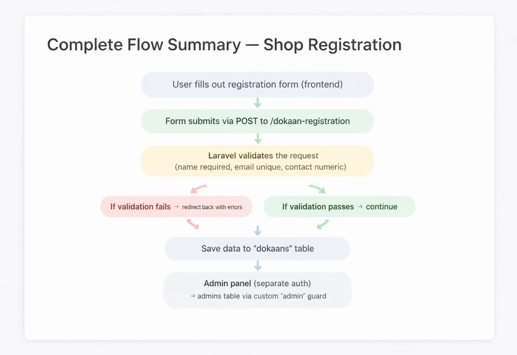Let's wrap up by reviewing the complete flow of what was built in this session. The user fills out the shop registration form on the front end. When they click submit, the form sends a post request to the /docon registration route. Laravel's controller receives this, runs the validate method, and checks all the rules. Name is required, email must be unique in the docons table, contact number must be numeric. If any rule fails, the user is sent back to the form with red error messages. If everything passes, the data is saved to the docons table, and the user is redirected to the homepage.